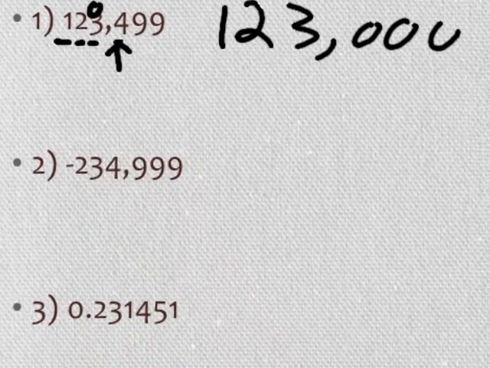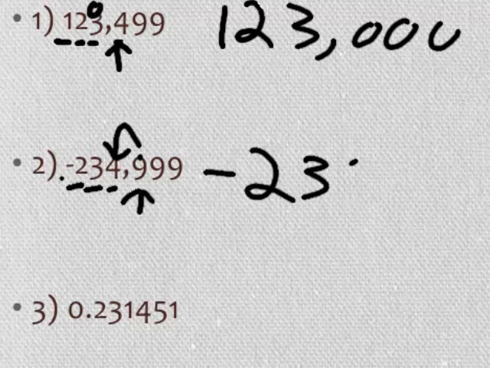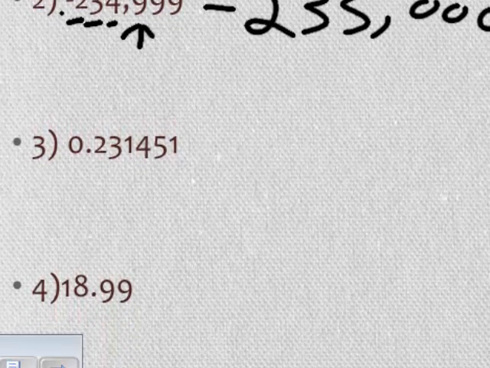Now this one, the negative sign has no effect. So we have 2, 3, 4. There are 3 significant figures. And you look at the next digit. That's a 9. 9 is greater than 5. So this 4 will go up. So that turns into negative 235,000. Then number 3. That 0 doesn't count.